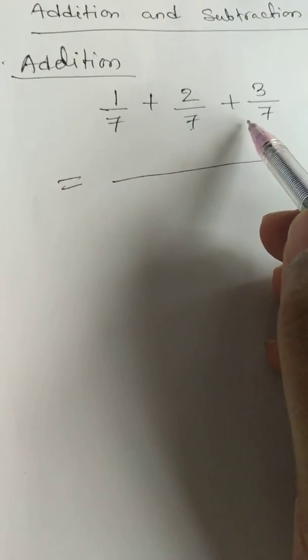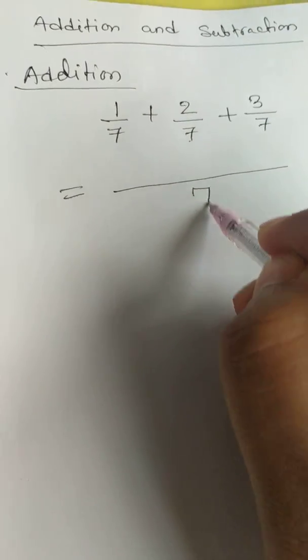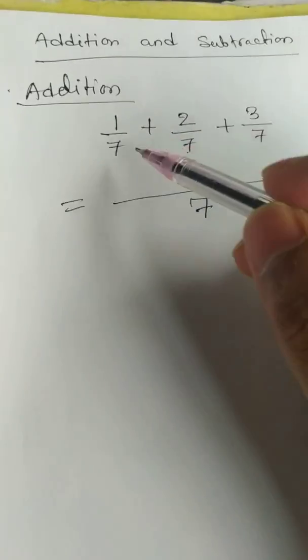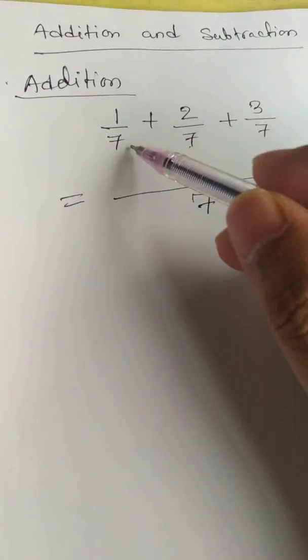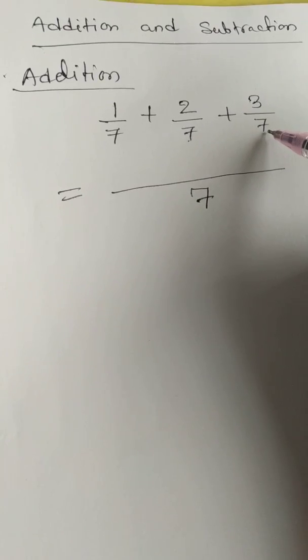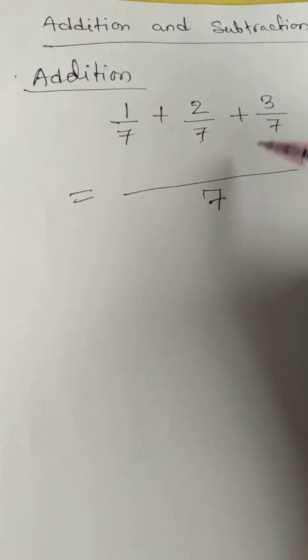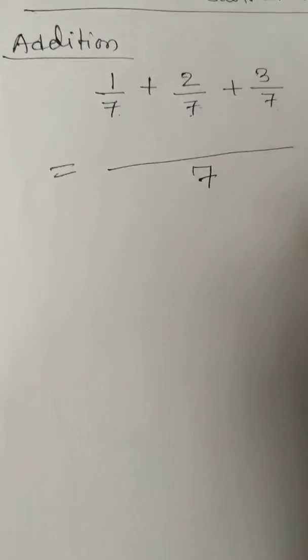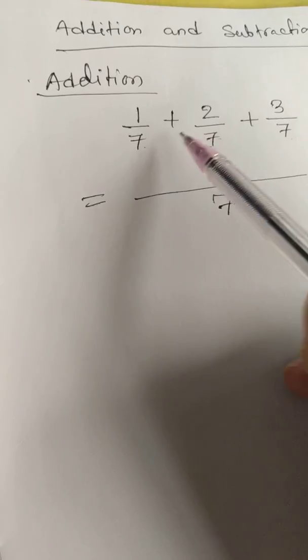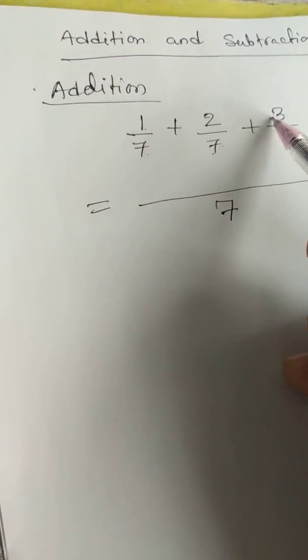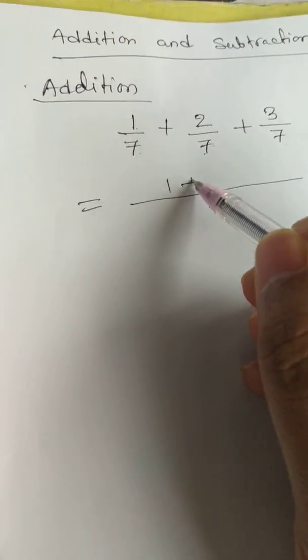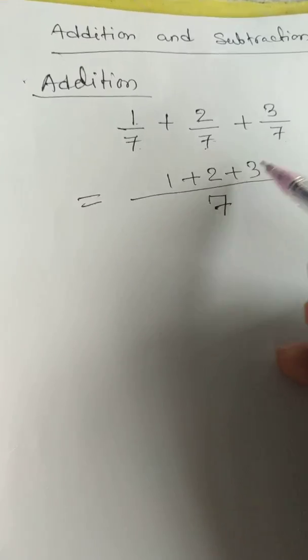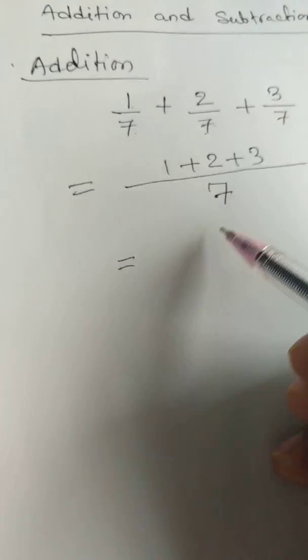Since the denominators are same, we put 7 over here as the LCM, because we know that if we take the LCM of same numbers, the LCM is always that particular number. So 7, 7 and 7, the LCM will also be what? 7. Then we just need to add the numerators, that is 1 plus 2 plus 3. It's very simple. So the answer is 6 by 7.